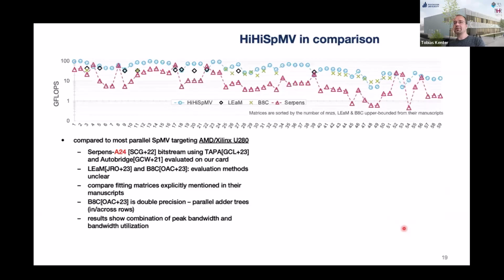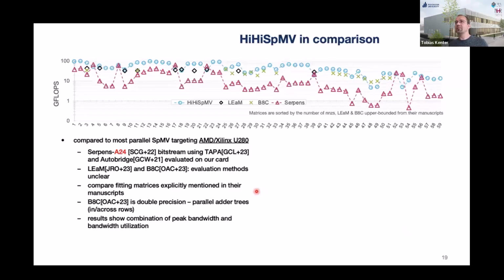And then for the two other related works, which we called LEAM and the other B8C, we only picked the results that they explicitly mentioned with metrics name in the paper. And these results here show the combined effect of peak bandwidth, which is always higher in our design, or which is higher by design, and the actual bandwidth utilization.